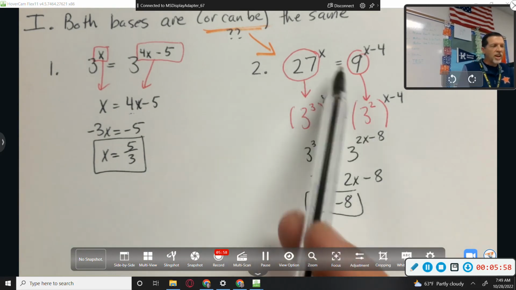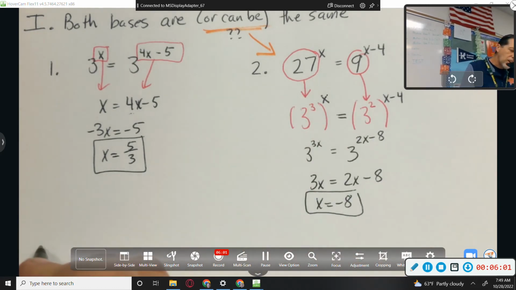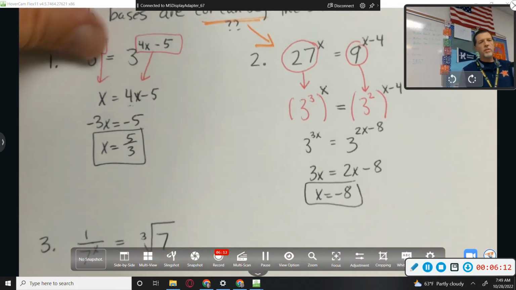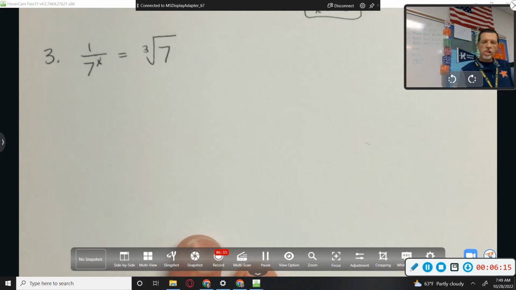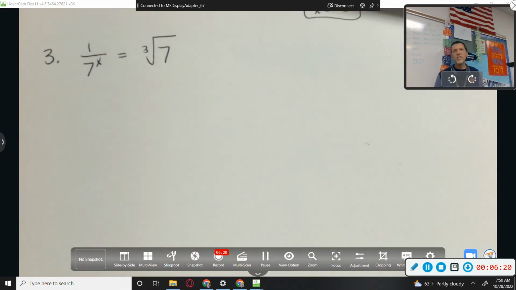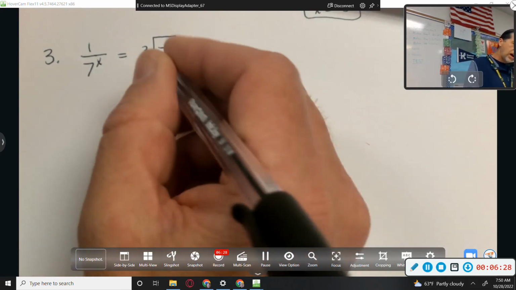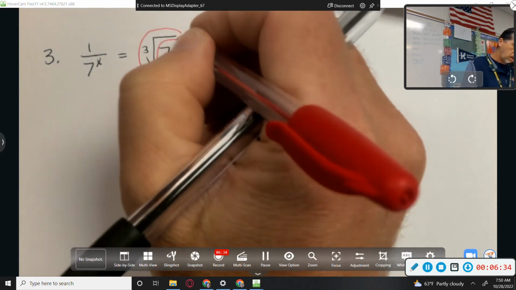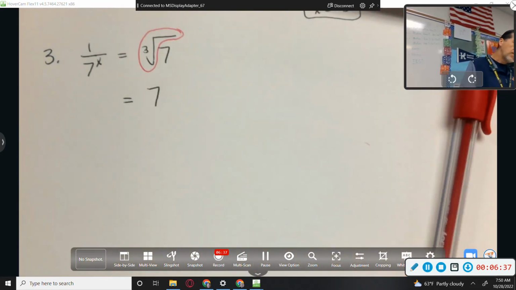So that's obviously number 1, super easy. Number 2 is a bit of a challenge. Can you rewrite the base that's there so that they match? 1 over 7 to the x equals cube root of 7. Well, obviously there's a 7 in both of those things. Maybe the right-hand side's easier. How do I rewrite cube root as a power? 7 to the 1/3.